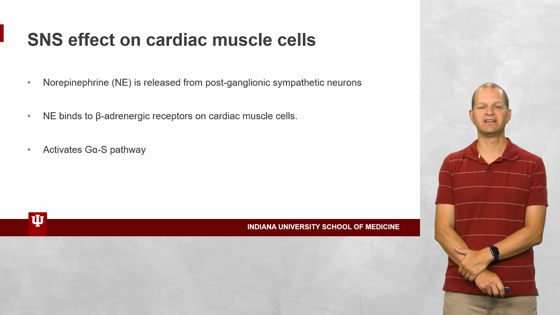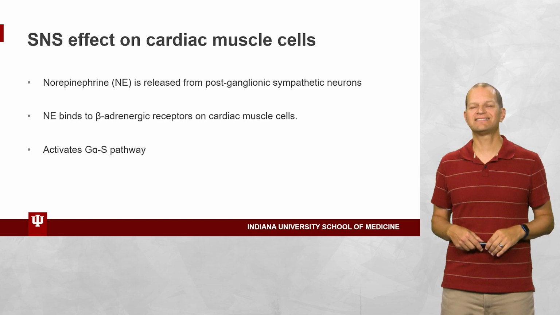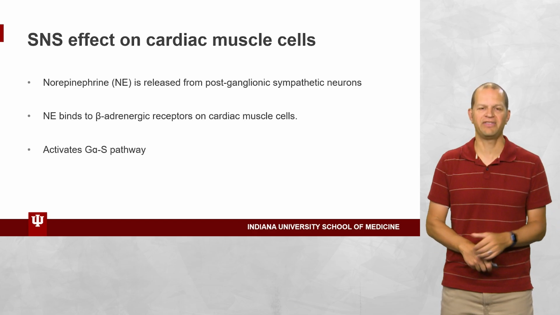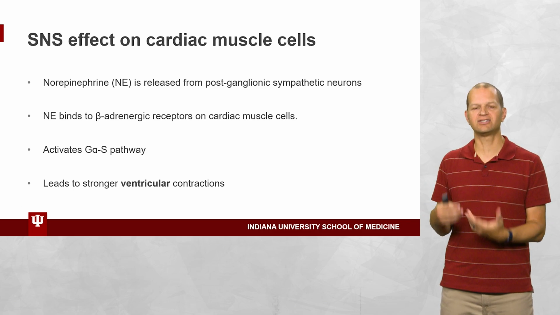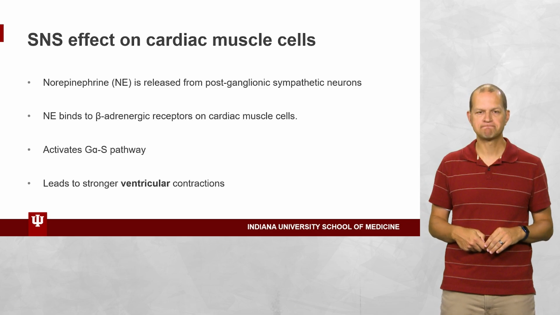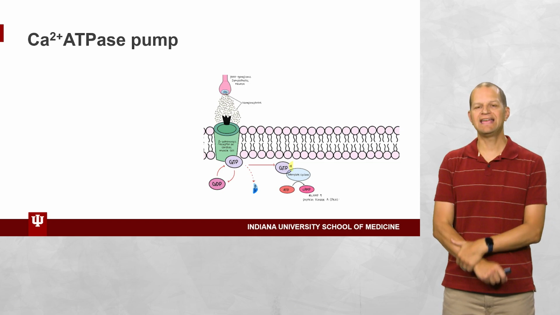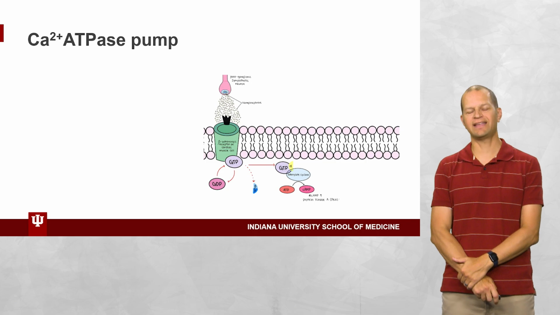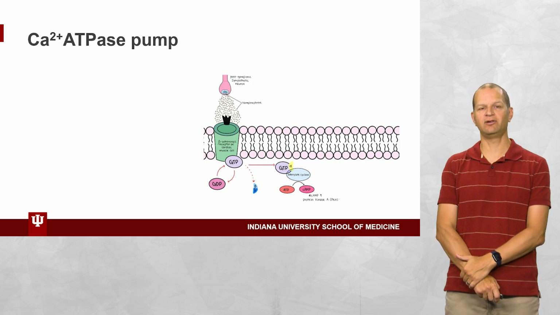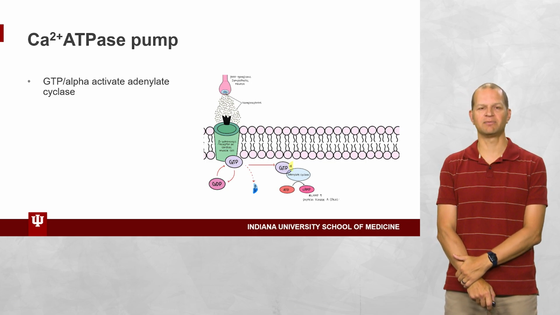Here's where it gets a little different. This activates the G-alpha-S pathway. We talked about that a few weeks ago. Ultimately, this leads to stronger ventricular contractions. Okay? And the reason why has to do with the calcium ATPase pump. We talked about this when we were talking about skeletal muscle. Well, it's the same with cardiac muscle.